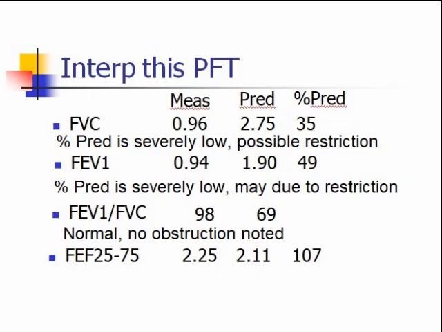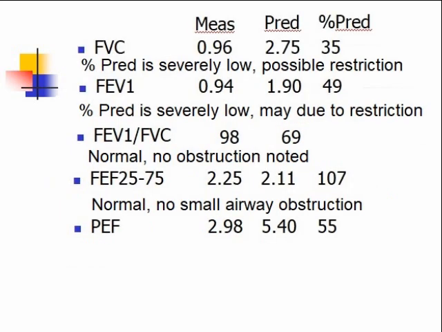Take a look at FEF 25-75. Now the FEF 25-75, we're going to go back and look at that column for percent predicted. That's reading at 107%. So that's well above 80%. Thus, there's a normal condition, and it does not show any small airways obstruction.